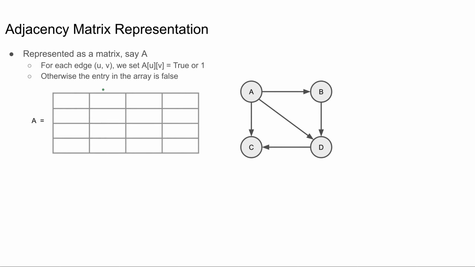So the first one is the adjacency matrix representation. In the adjacency matrix representation, we will be forming a matrix. I am calling it A. It can be any symbol, but the main idea is for each edge (u, v), we set A[u][v] equal to true or 1, otherwise the entry in the array is false.